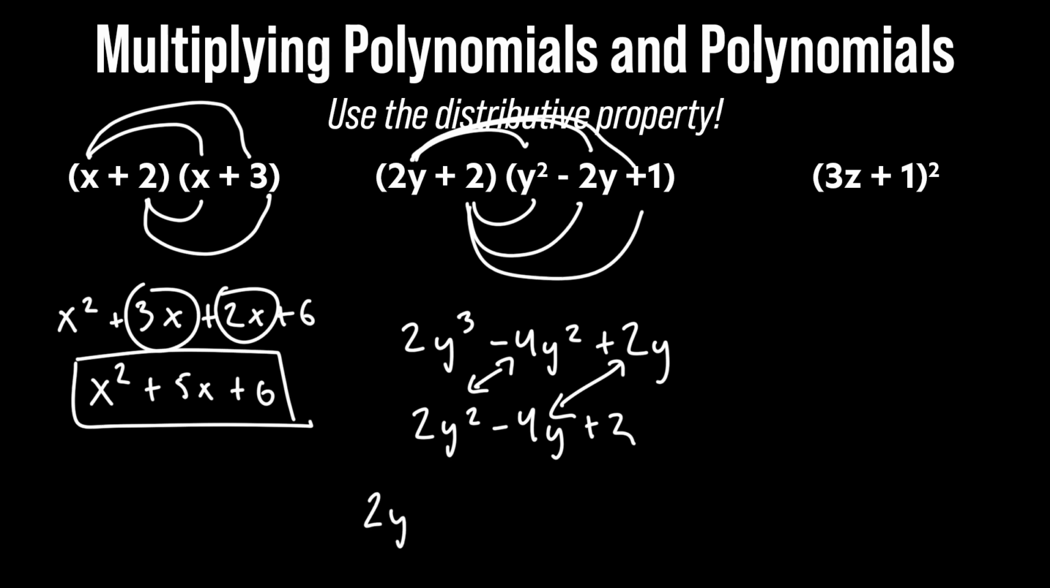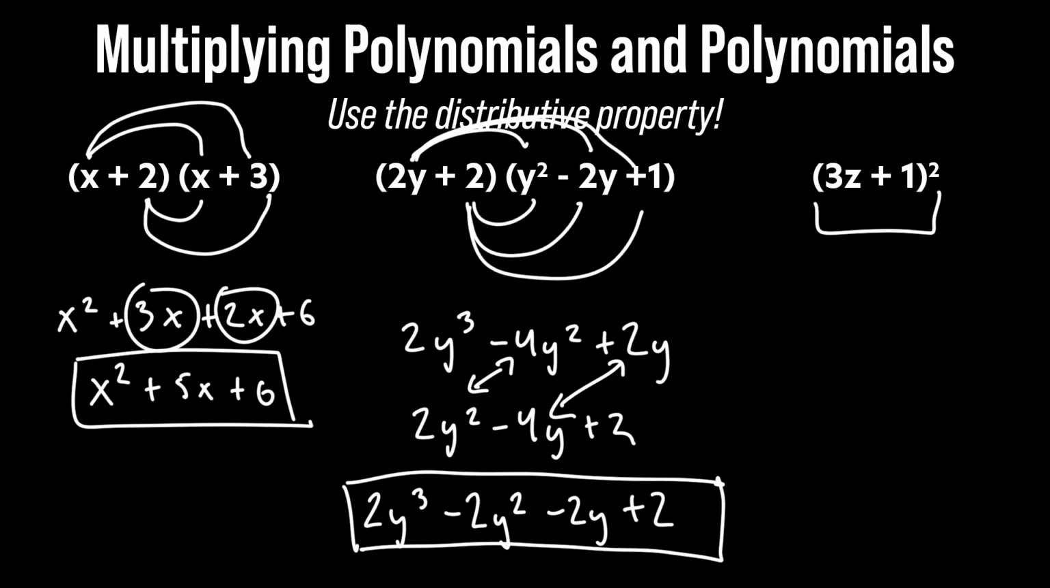So finally, we're going to have 2y cubed, 2y squared minus 4y squared is going to be negative 2y squared. 2y minus 4y is going to be negative 2y. And then we have 2. Finally, we have this expression here. How would we simplify this?